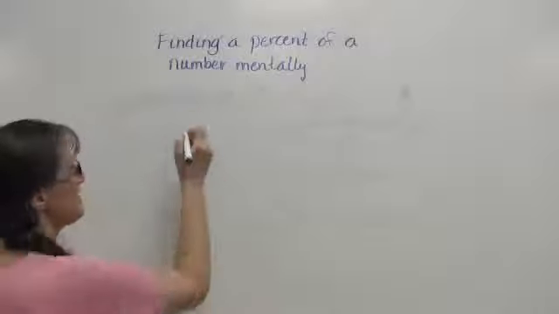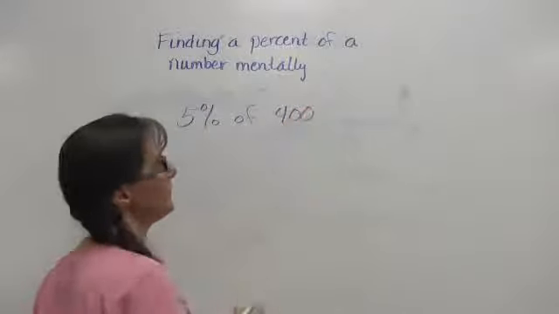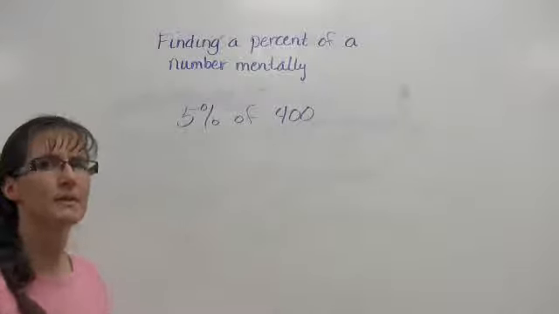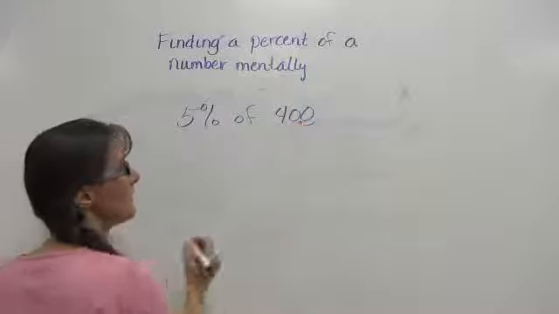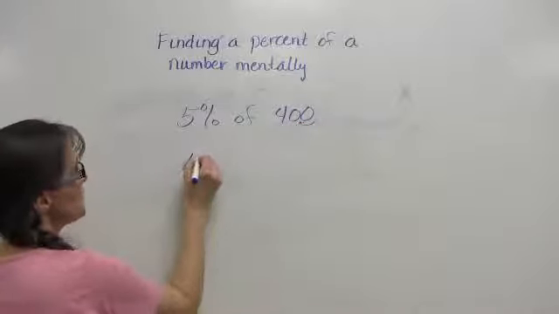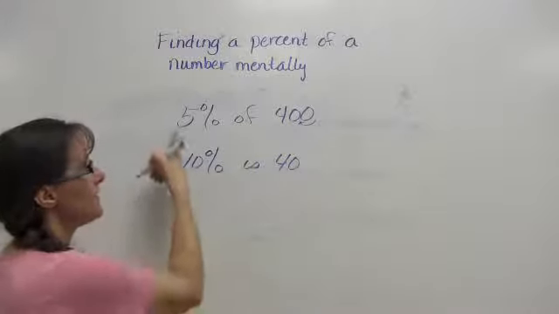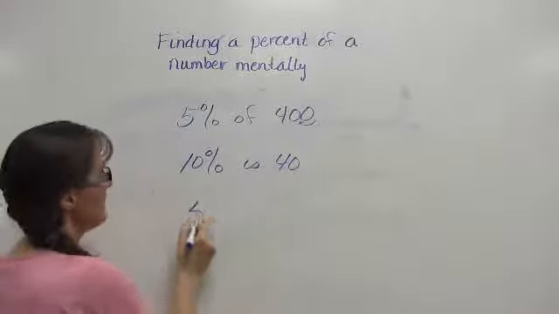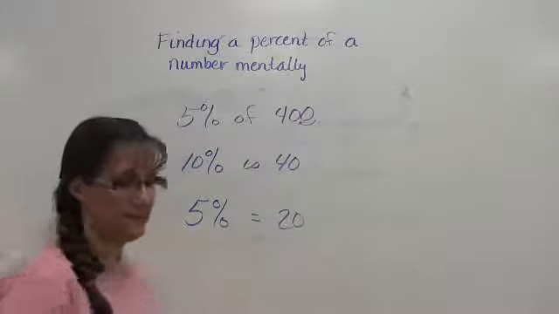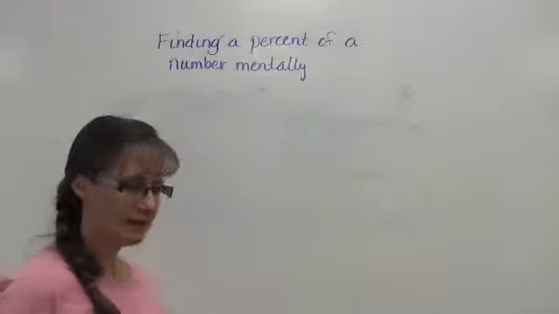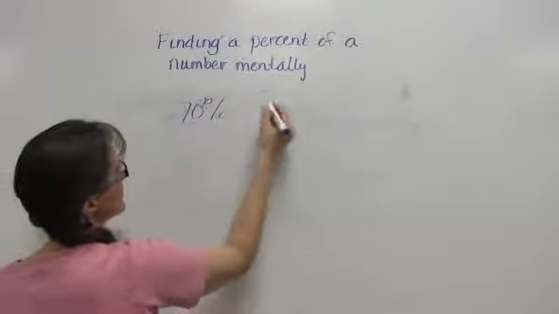So let's try another one. Okay, what's 5% of 400? Well, I don't have 5% memorized, but I know 10% is like dividing by 10. That's just simply moving the decimal place once to the left. So 10% is 40. 5% is half of 10%. That means 5% is going to be equal to 20 in this case. Okay, let's try another one. How about 70% of 600?